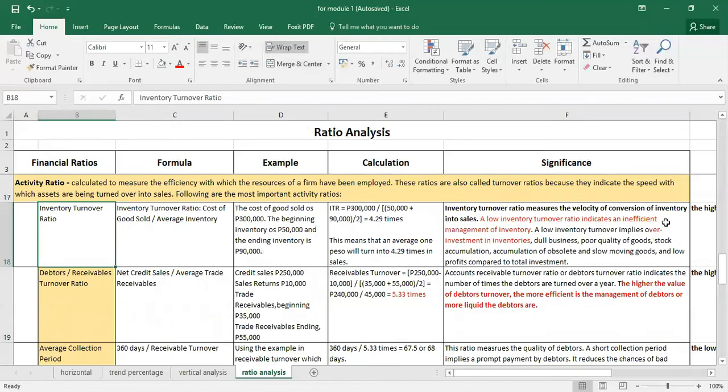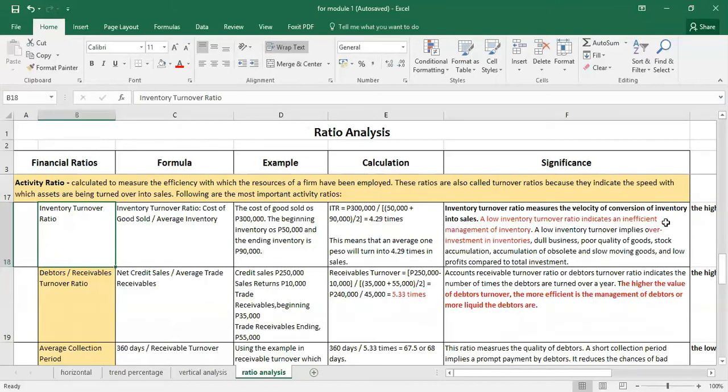It is one of the best ratio kung gusto mong malaman kung gaano ka-efficient yung firm sa paggamit ng kanilang mga inventories. So, inventory turnover ratio measures the velocity of conversion of inventory into sales. So, meron akong inventory, gaano ko kabilis na ko-convert ang mga inventory ito sa benta ko. So, a low inventory ratio indicates an inefficient management of inventory. So, possible, pag mababa ang inventory turnover ratio, meaning to say lang na i-stockan ka ng maraming stock, marami kang inventory hindi napapaikot.